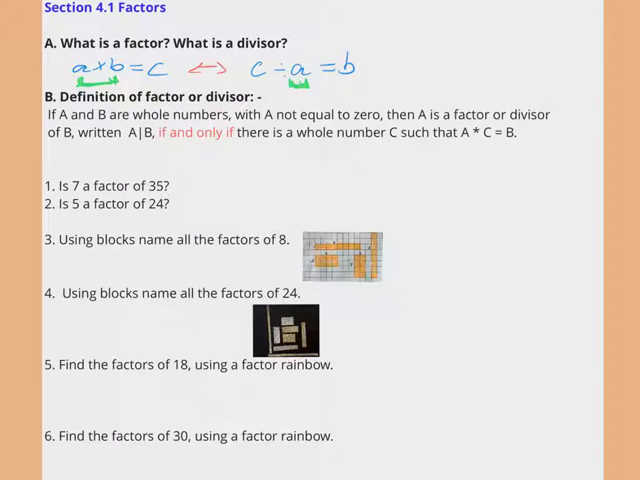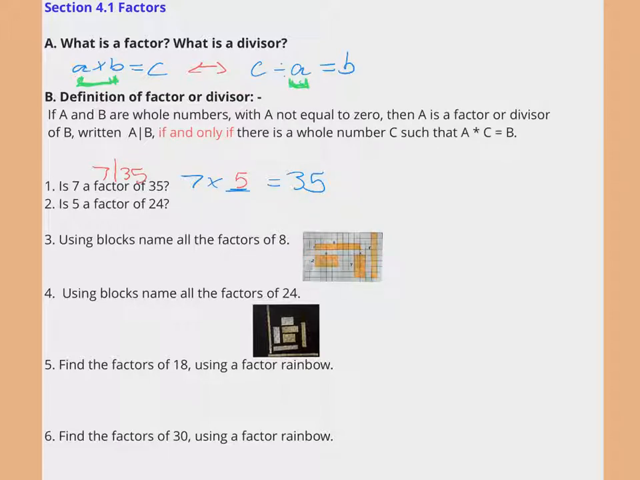So if we look at example 1, 7 is a factor of 35. If we use that definition, can we write 7 times some number C to give us 35? And we can. We know that 7 times 5 gives us 35. So because of that, we can say that 7 is a factor of 35.